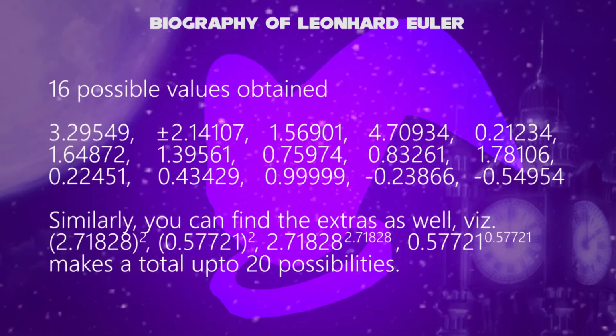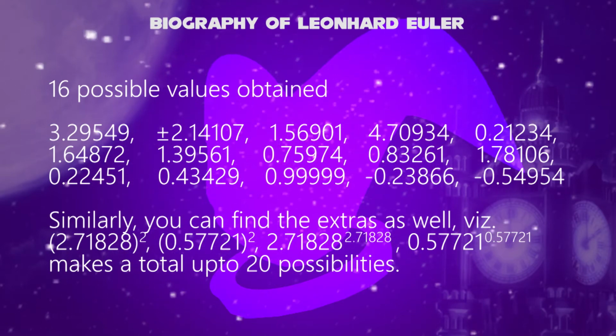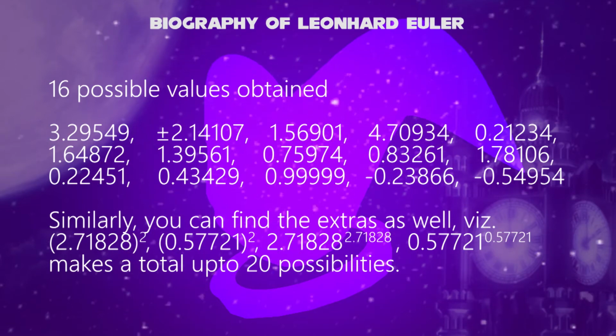Obtaining all possibilities except trigonometry, there will be 16 possible values. You could arrange them in order as well when you pause the video for a moment.